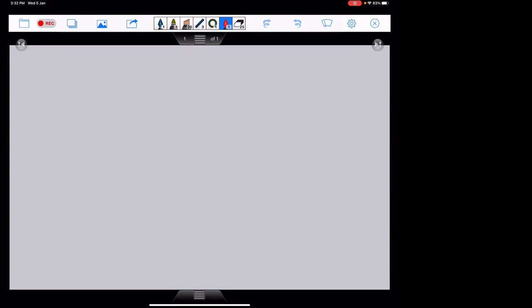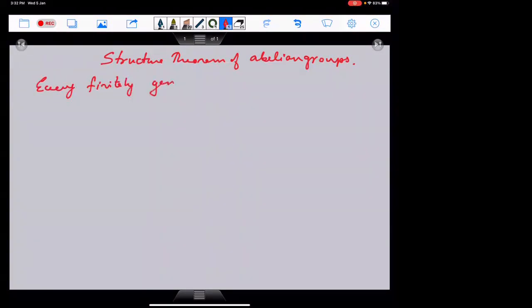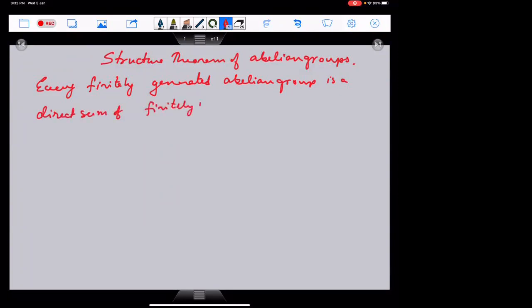So now we are in a position to discuss the structure theorem of abelian groups, which roughly says every finitely generated abelian group is a direct sum of finitely many cyclic groups or subgroups, maybe subgroups. This word subgroup I can drop. We will make it more precise later.